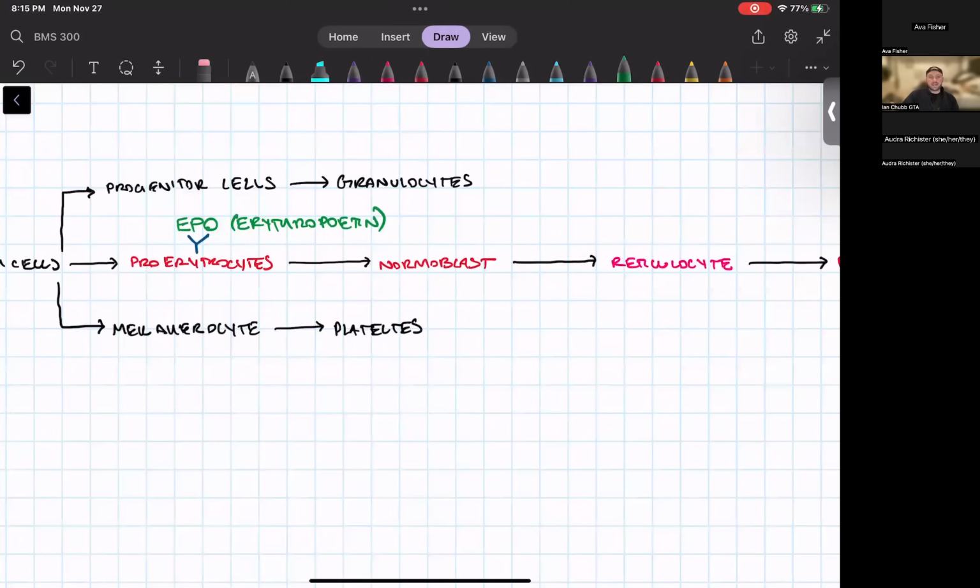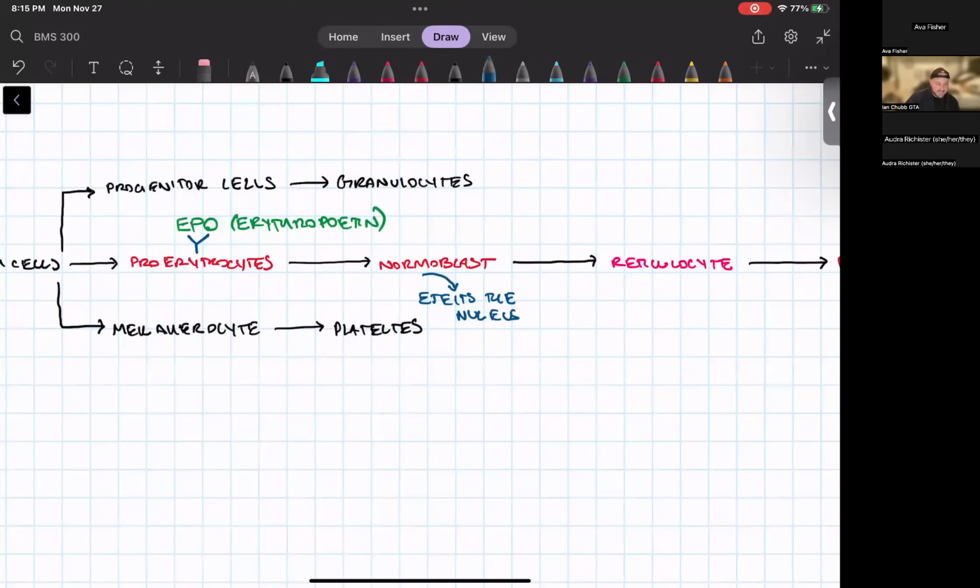So there's cells in the kidneys called peritubular cells. They're going to detect that oxygen concentration. If it's low, then we release EPO. EPO runs through the bloodstream, gets to the red bone marrow, and then it's going to tell these proerythrocytes to differentiate into their normoblasts. Once we differentiate, this normoblast is going to do something where it ejects the nucleus.